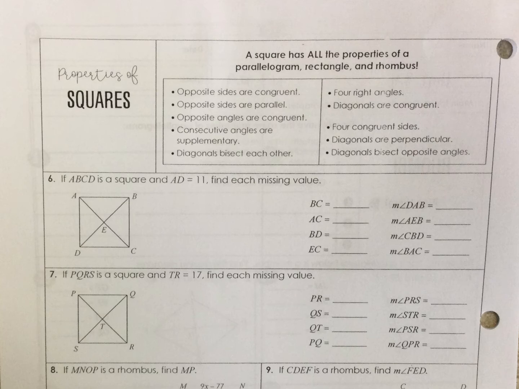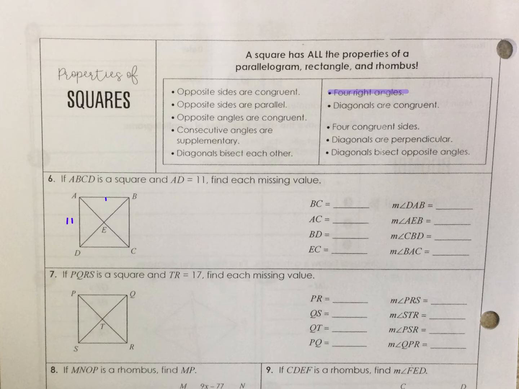Now we're going to talk about squares. And squares are actually the easiest ones. The only thing we're going to add is that squares have 4 right angles on their corners. So let's mark this up and see what we get. AD is 11.